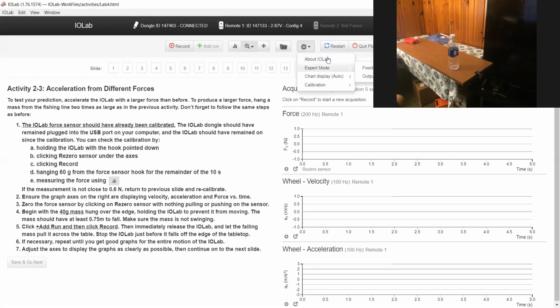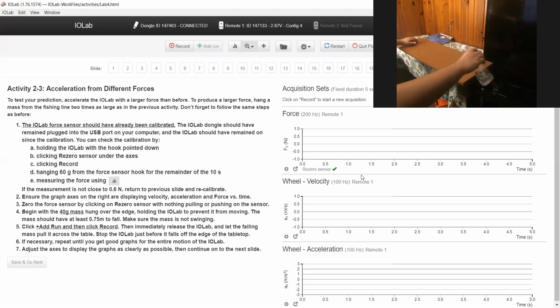Going to calibration here and force, you need to do that if you don't get 0.6 here. After that, insert the graph. We did that with the force sensor. While you're doing this, it should not be pulled. You have to let the string loose. Then you can click on the sensor. The rest of the experiment is similar to what we have done before.